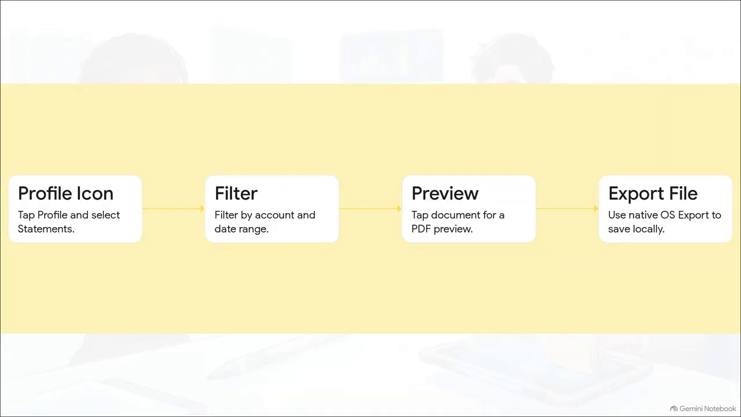But what if you're out and about? On the mobile app, you simply tap your profile icon, find the Statements option, and filter exactly like you would on a desktop.